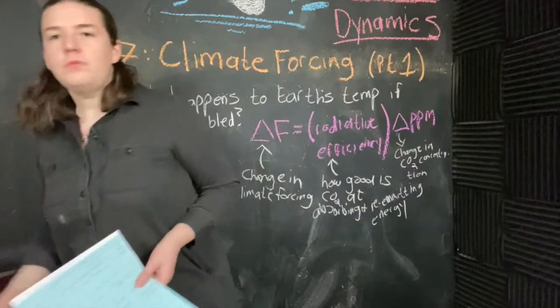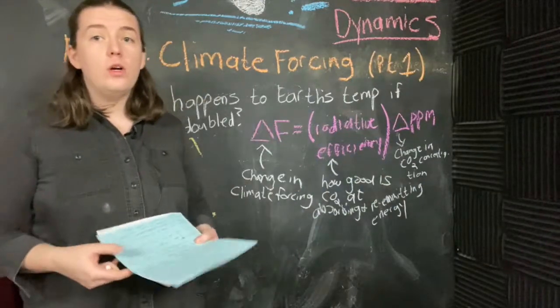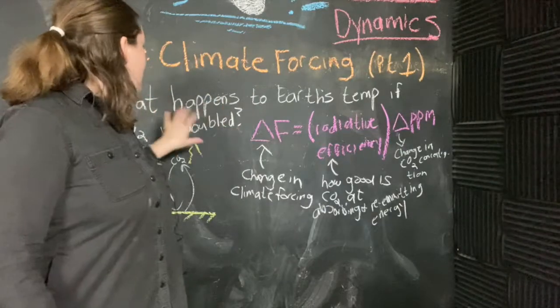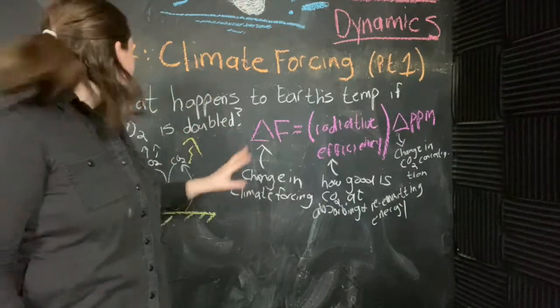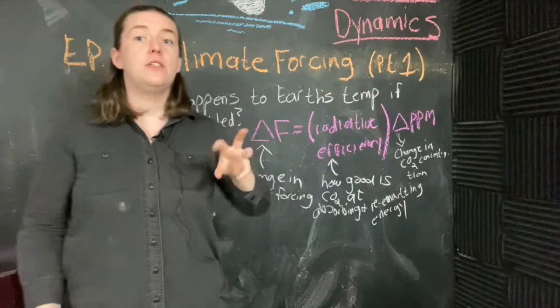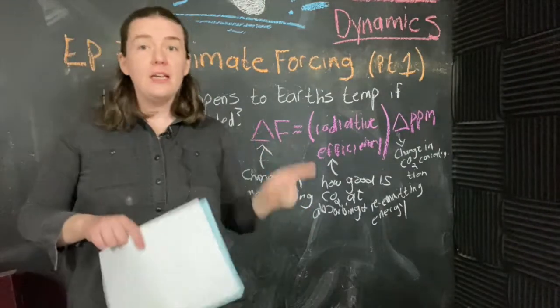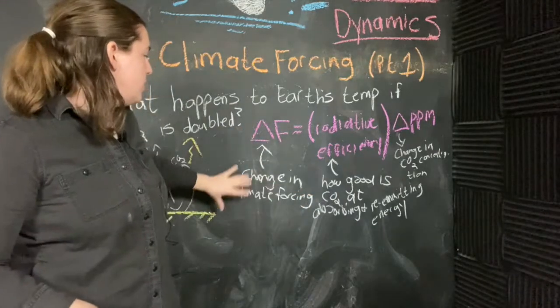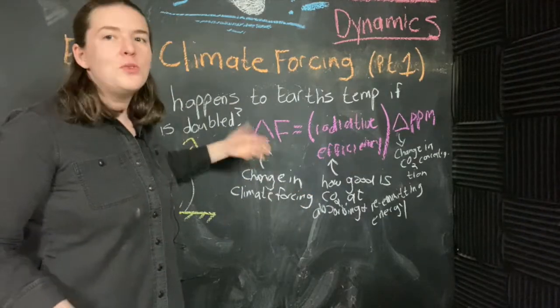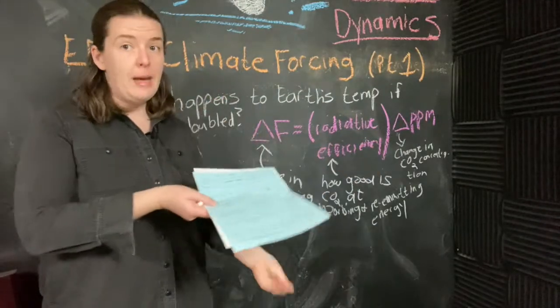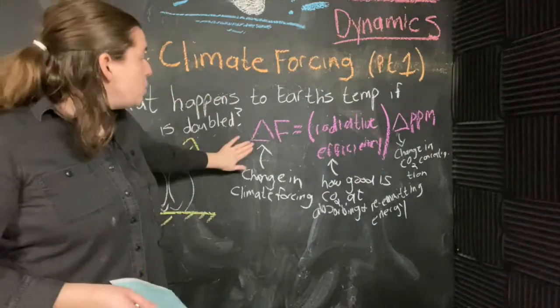Remember, we're asking the question: what happens to Earth's temperature if carbon dioxide is doubled? In the second video, we're going to take the change in the climate forcing, think of it as energy, and turn that into temperature. So this is what we're trying to solve for.